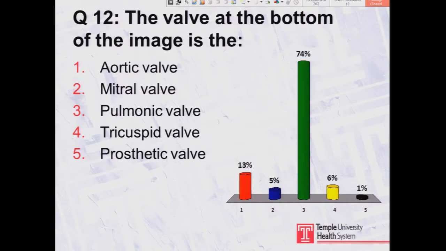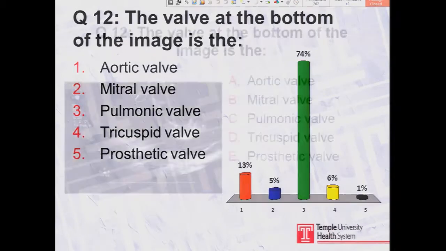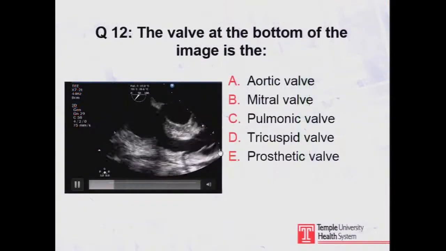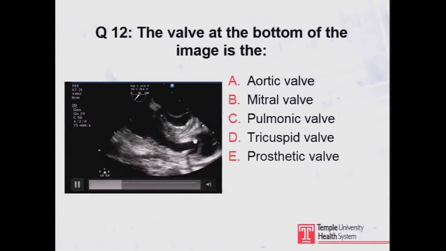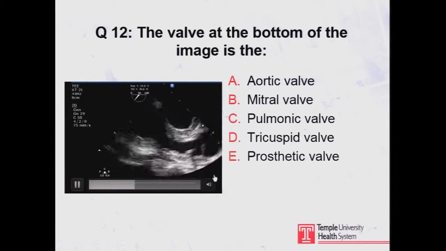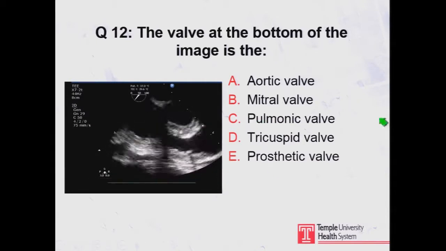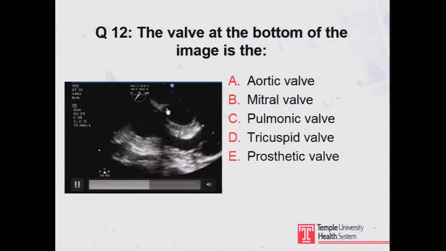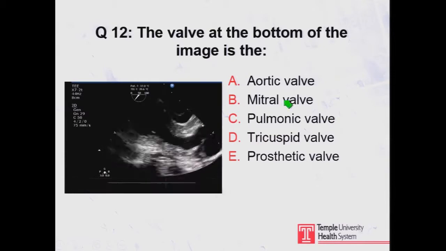Very good. In this picture, the most anterior structure is at the bottom of the image, and the pulmonic valve and the pulmonic artery are the most anterior structures in the heart. Therefore, it has to be the pulmonic valve. This is the tricuspid valve. This is a portion of the mitral valve, and the aortic valve is out of plane.